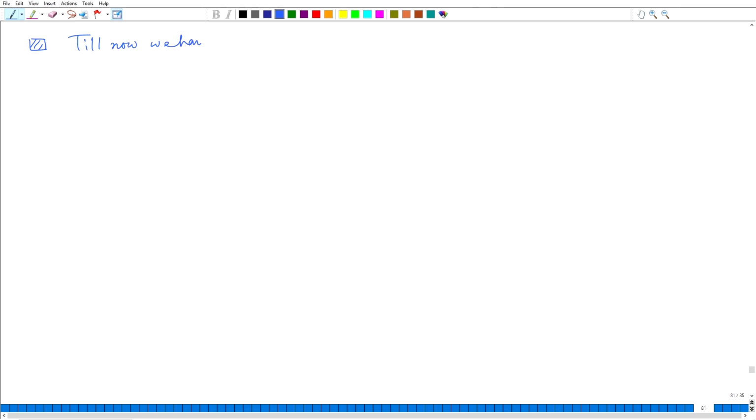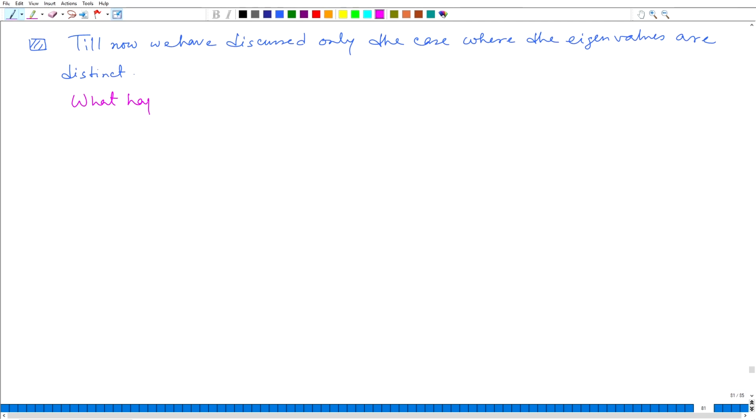Then finally, till now we have discussed only the case where the eigenvalues are distinct. What happens if lambda 1 is equal to lambda 2? So, this is called the case of degenerate eigenvalues.